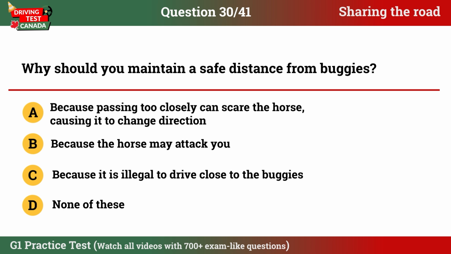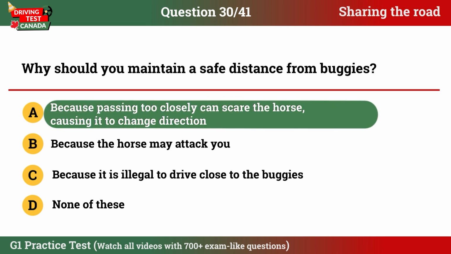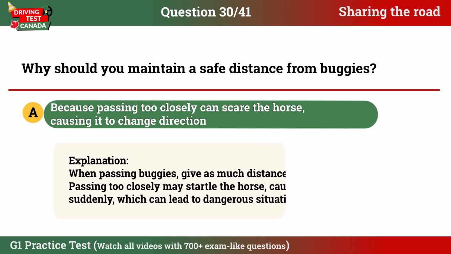The correct answer is A. Because passing too closely can scare the horse, causing it to change direction. Explanation. When passing buggies, give as much distance as possible. Passing too closely may startle the horse, causing it to veer suddenly, which can lead to dangerous situations on the road.